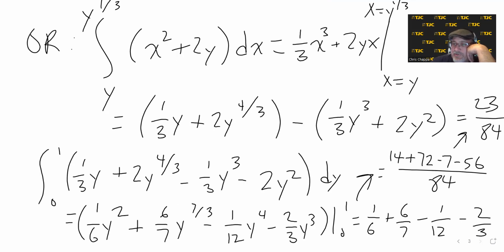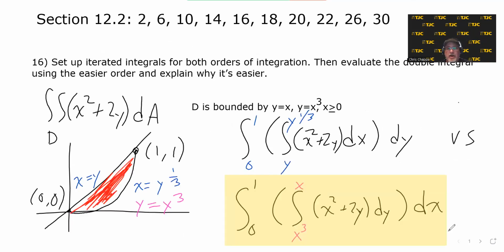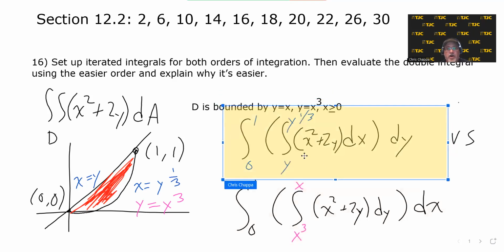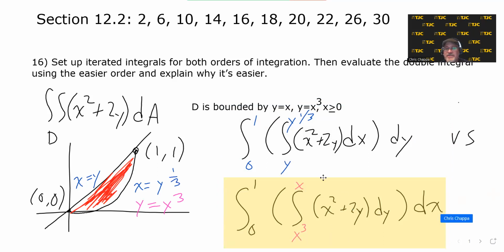And honestly, I don't think either of these approaches was more difficult than the other. I guess it's a matter of opinion, but I think the one they were going for was to do the bottom one first because the limits of integration involved integer powers of x, as opposed to the other order up here, which involved non-integer powers of y. So whatever.